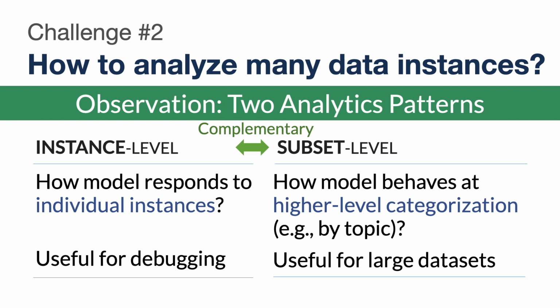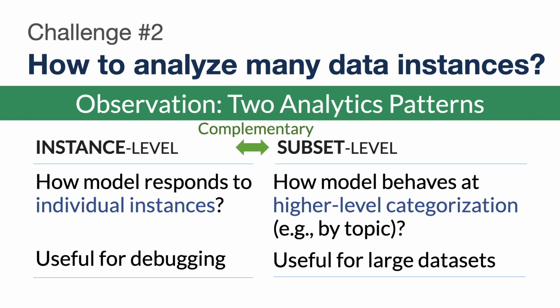The second challenge that Activis handles was dealing with the many data instances that Meta has. We observed two primary analytics patterns. One is what we call instance level analysis, and the other is subset level analysis, and both of them are equally important. Instance level here means particular data examples that the user may be interested in looking at. This is often really helpful for debugging. It's kind of like when we're programming, we may have specific test cases. That is what we mean by instance level.